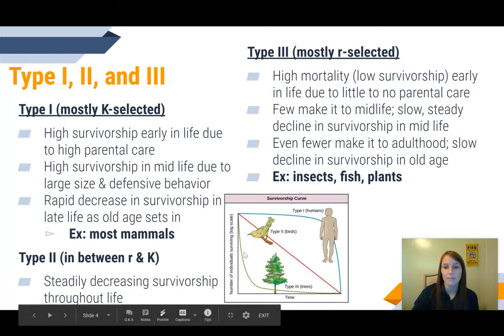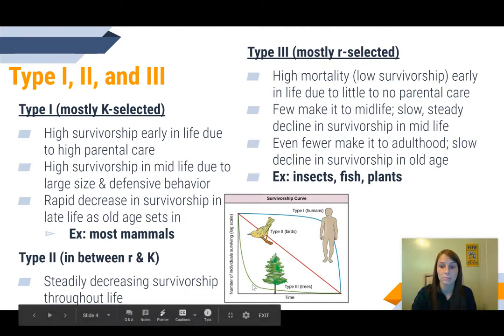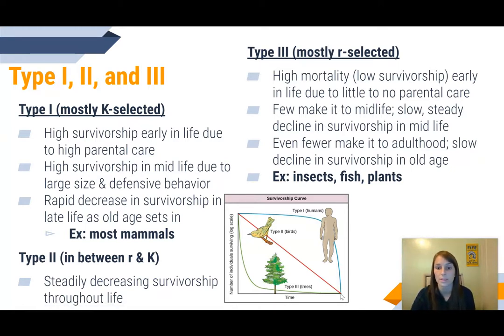Then when we're looking at midlife, few of them make it to midlife. But once they get past this point of all the little babies dying off, then we are going to see kind of a steady decline in survivorship in midlife. And even fewer are going to make it to adulthood. But there is a slower decline in survivorship in old age. Because you think of a tree, the ones who have made it this far and are established, they are going to be doing all right, but slowly over time, eventually, they will all not exist anymore.